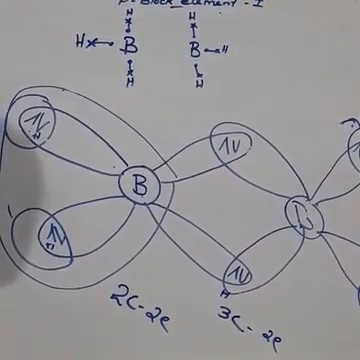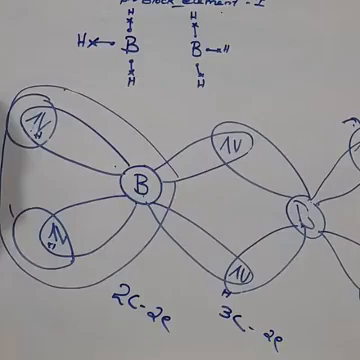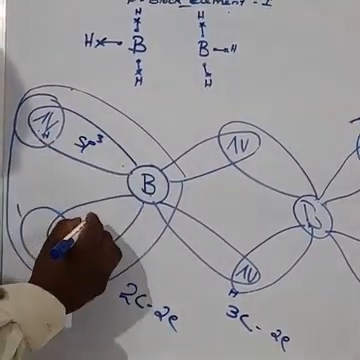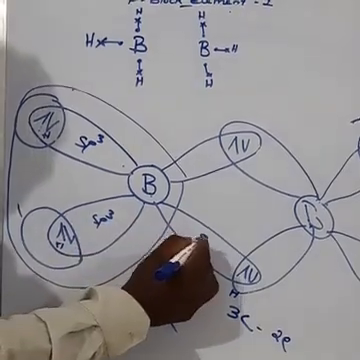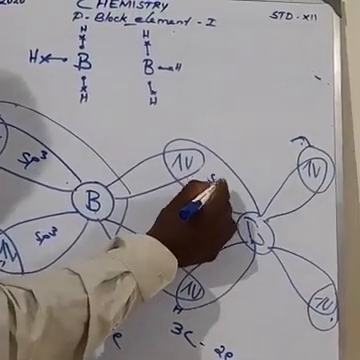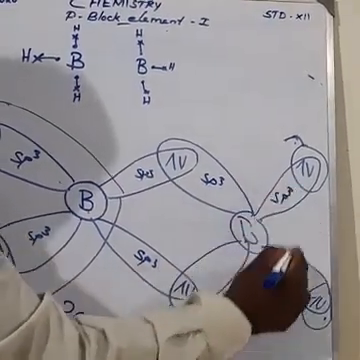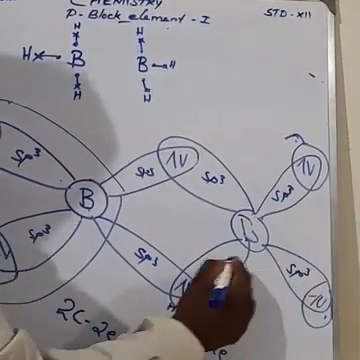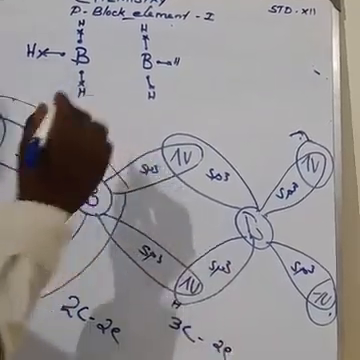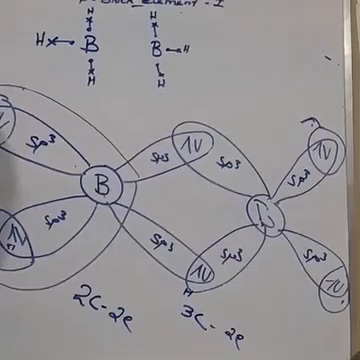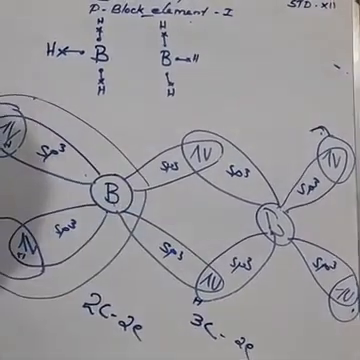Since the boron is sp3 hybridized, these are all sp3 hybridized. One s orbital combines with p orbitals to form sp3 hybrid orbitals. This is the structure of diborane.